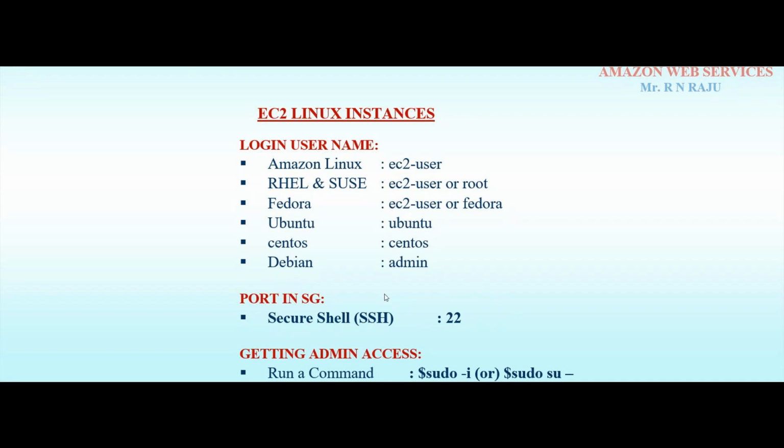Right? So now how to create a Linux instance? Today I will tell you. For Windows, RDP 3389. For Linux, SSH Secure Shell port number 22. Now I will show you how to create it.